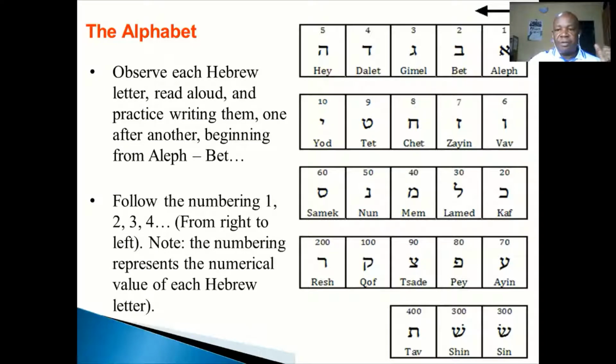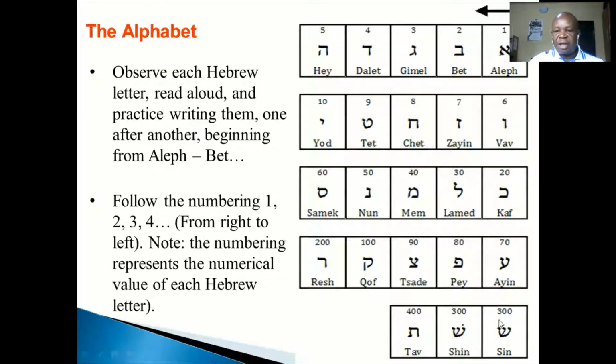Then follow the numbering. You can see numbering 1, 2, 3, 4, up to 5. We usually refer to it as the numeric value of each letter. So each letter is associated with a numeric value. Like Aleph is associated with 1, telling you that is the beginning, and it continues in that order up to 10. Then from 10, it will jump to 20. Kaf is 20. From 20, it will jump to 60, 70, 80, 90, 100. Then from 100, it will jump to 200. Then from 200, it will jump to 300.